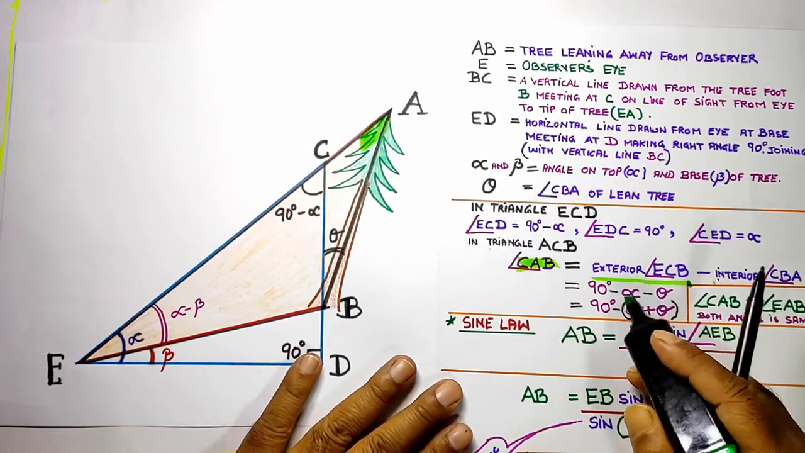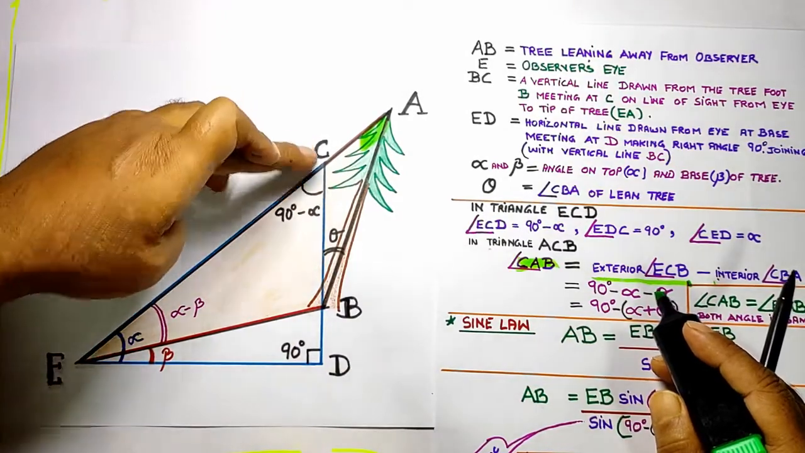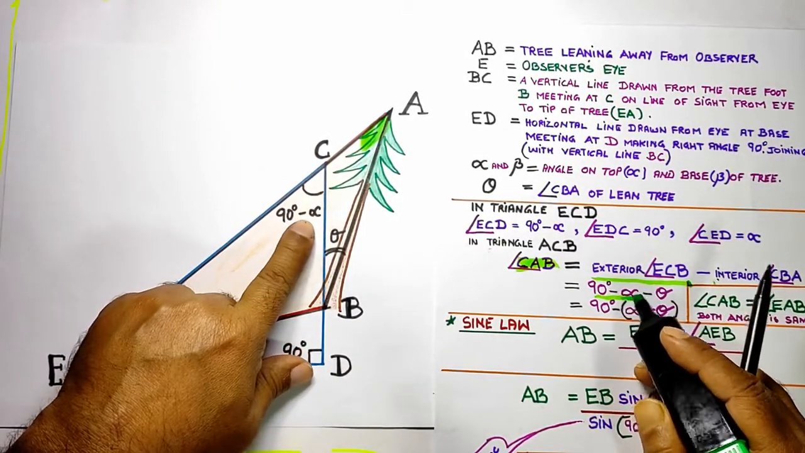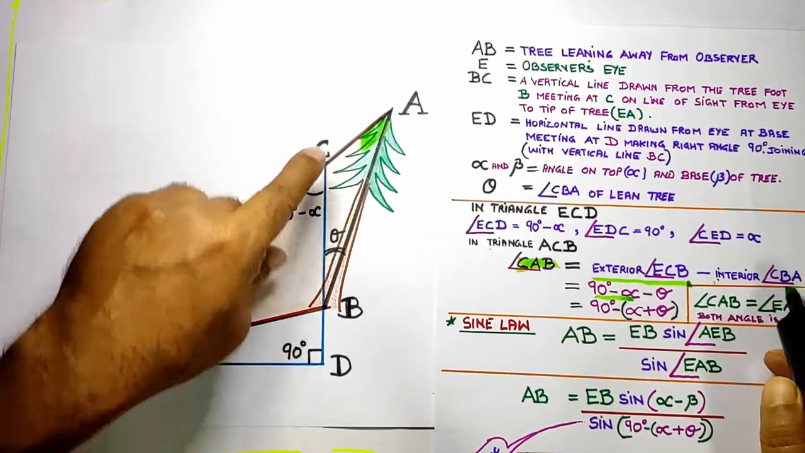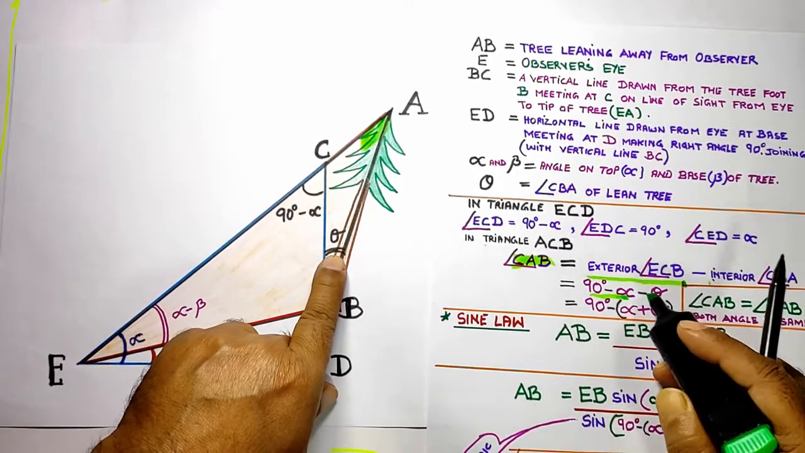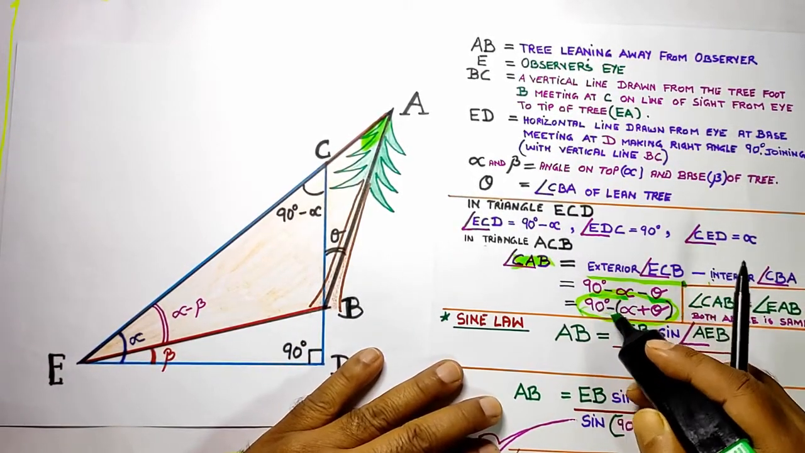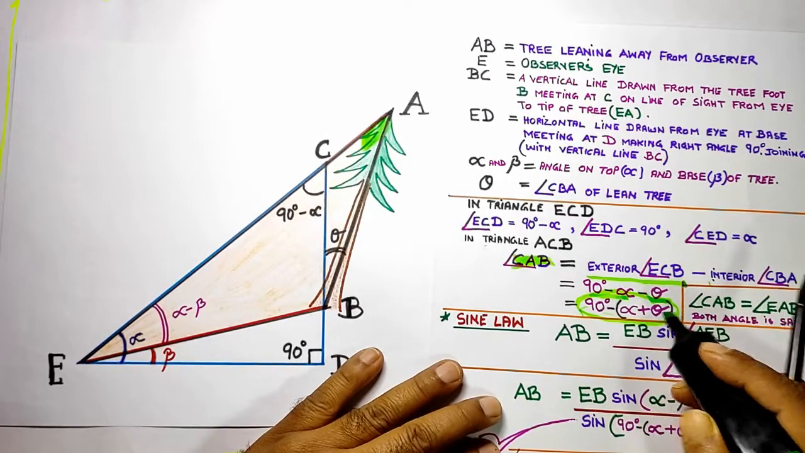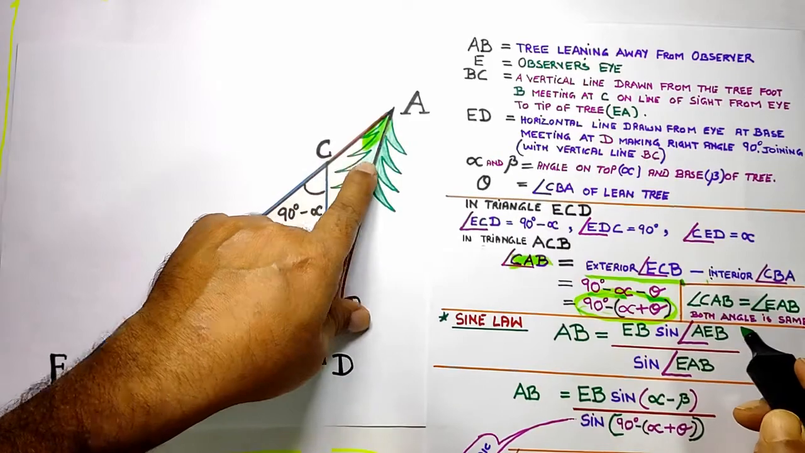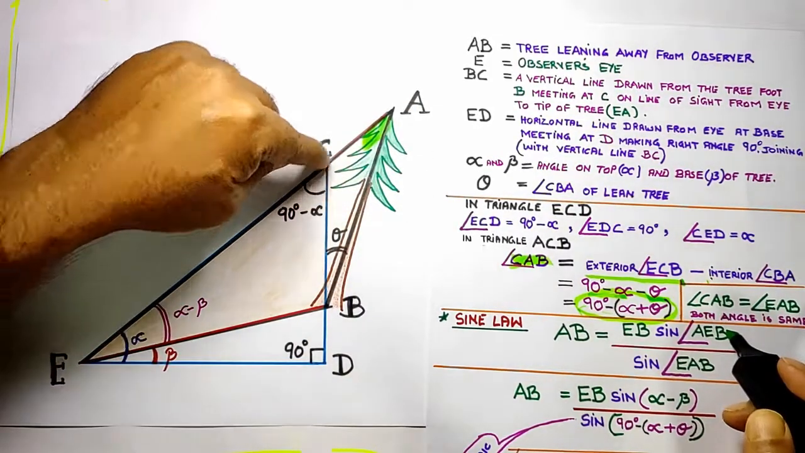So let's put the value here. Exterior ECB is 90 minus alpha, and interior CBA, this is interior, is what? Theta. So we get this final 90 degrees in bracket alpha plus theta. Okay, so once we get CAB, EAB angle is the same as CAB.